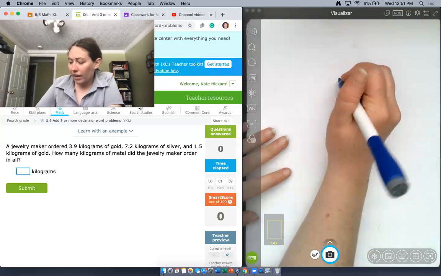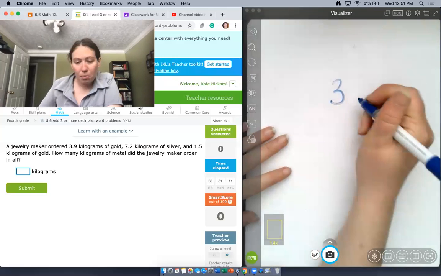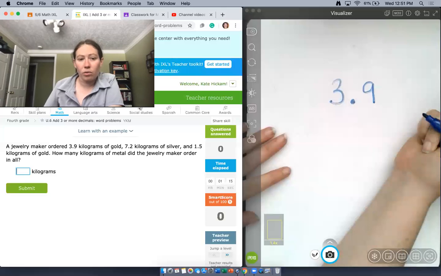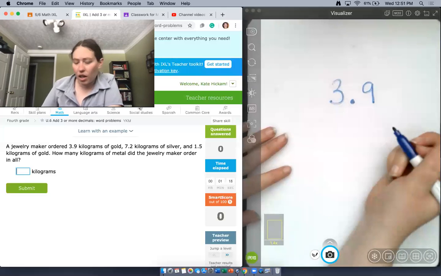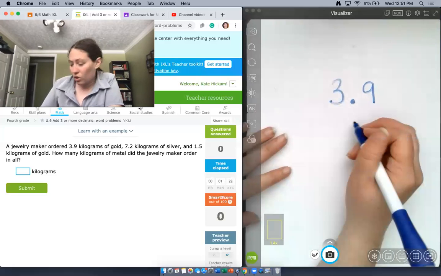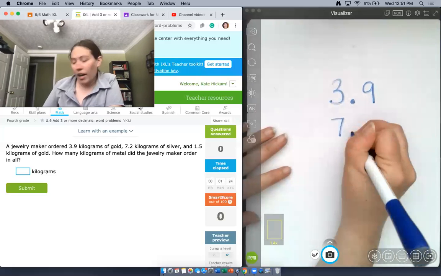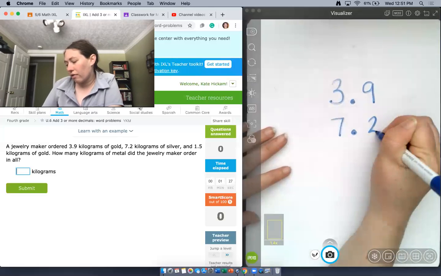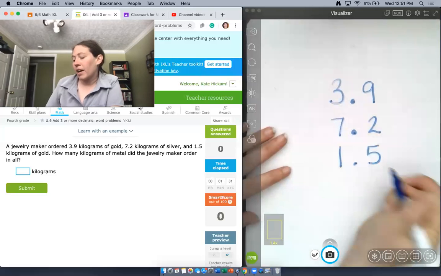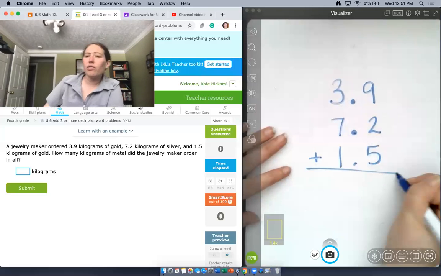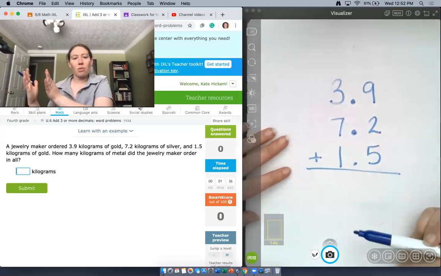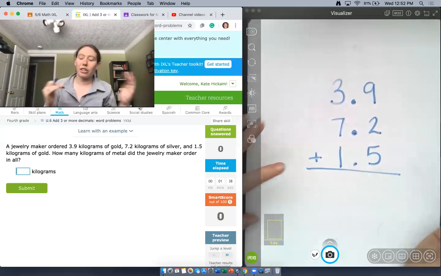Now we are going to go through and we're going to add those up. So when we're adding decimals, we line up our decimals. So we have 3.9 of gold. I'm guessing one's white gold and one's regular gold. 7.2 and 1.5. We just want to make sure those decimals are lined up. And if you ever get stuck and you're like, I don't know if I should, think about money. Whenever you line up money, you always put the change on one side, then your decimals, then your dollars.